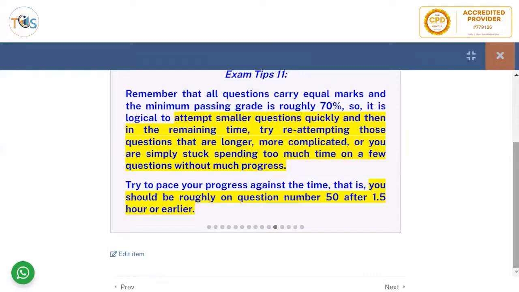Try to pace your progress against the time. That is, you should be roughly on question number 50 or 55 after 1.5 hours or earlier.